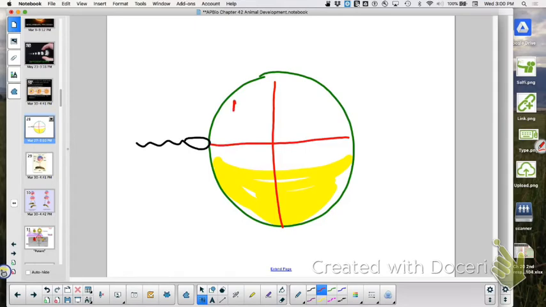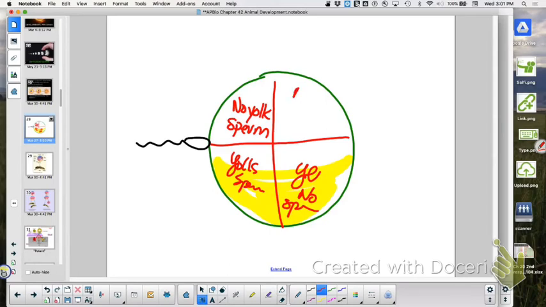Okay, this one has no yolk, and it does have sperm. This one has yolk and sperm. This one has yolk and no sperm. And this one has no sperm, no yolk. Okay, so when you start to divide these cells out, the cytoplasmic constituents are slightly different. Those things can impact what DNA gets transcribed and translated.